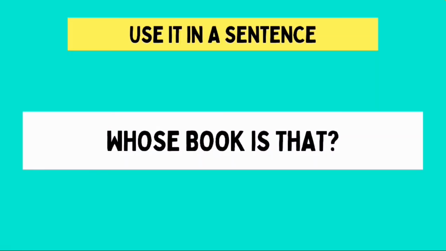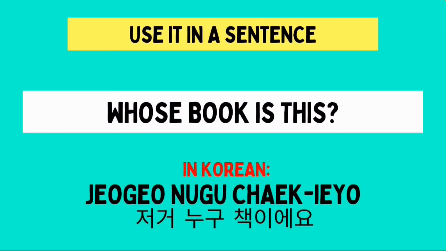Now let's try to look into this example sentence. It says, whose book is that? Again, whose book is that? The Korean translation of this sentence is 저거 누구 자기예요. Again, it's 저거 누구 자기예요.